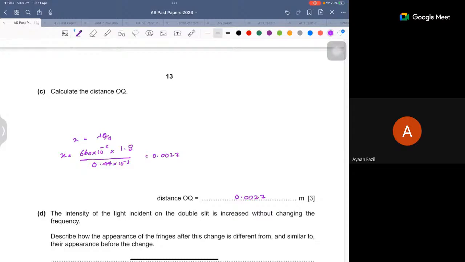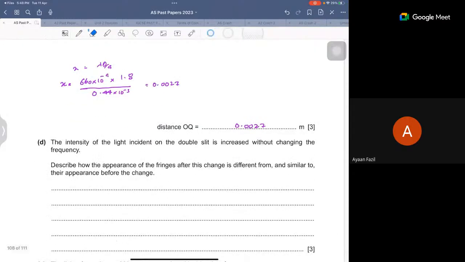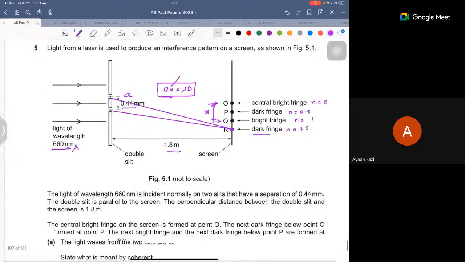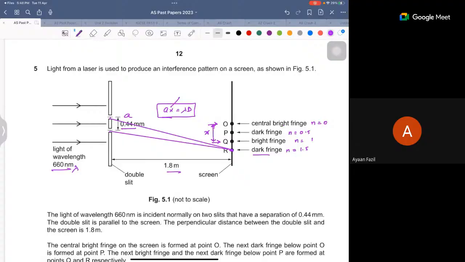That's good. Then it says the intensity of the incident light on the double slit is increased without changing the frequency. Describe how the appearance of fringes after this change differs from and is similar to the appearance before the change. Basically, if you increase the intensity, the bright fringe that was this intense before will now be even more intense, and the dark was zero.